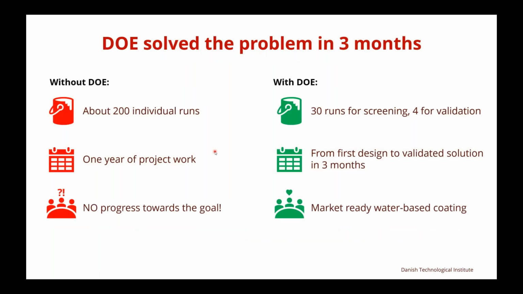So from when we started out designing this first main effects design until we had the validated final product, that took 3 months. Because of the number of experiments, they prepared these 30 formulations in parallel, and we did a lot of testing in a very focused manner. But that was all it took to find something that was good enough.